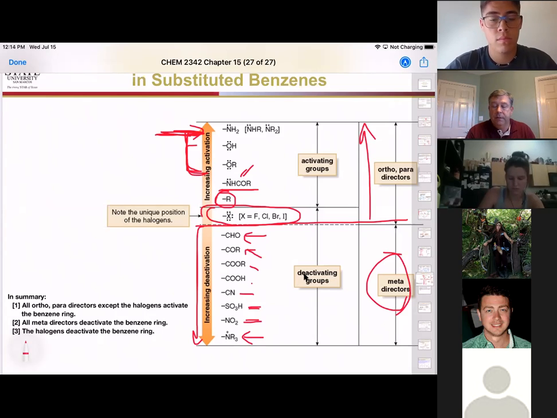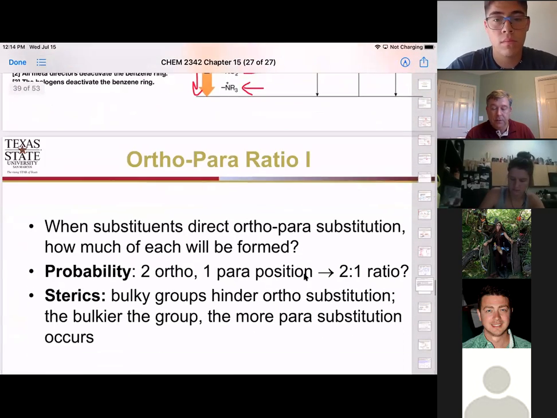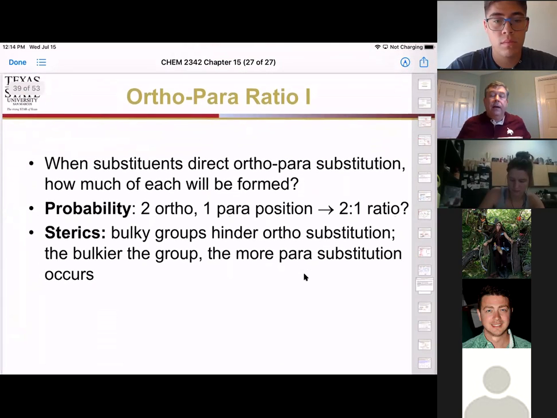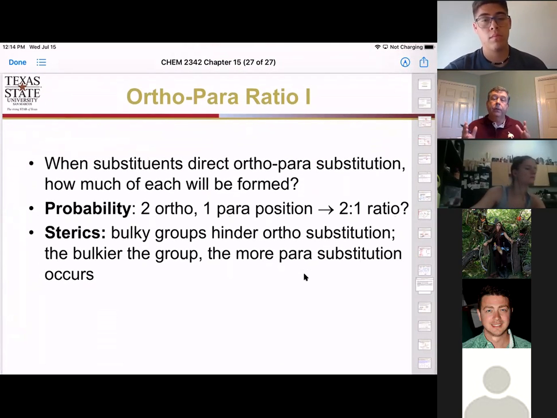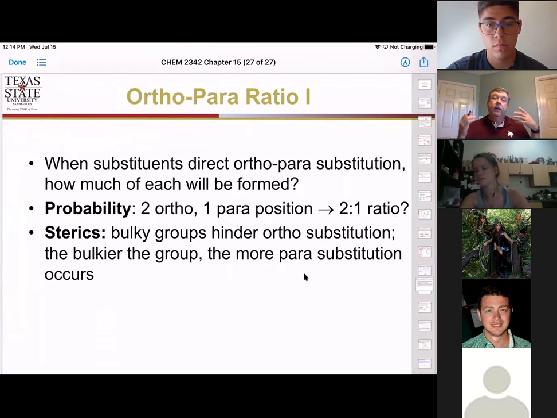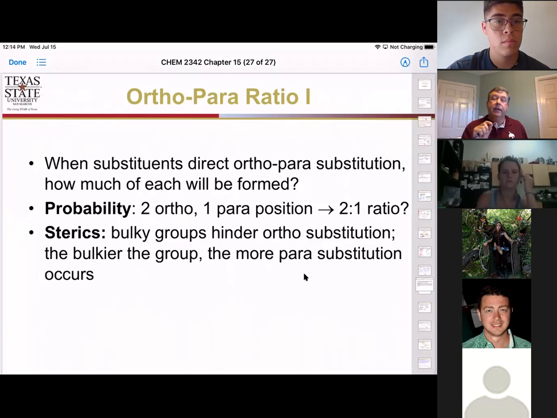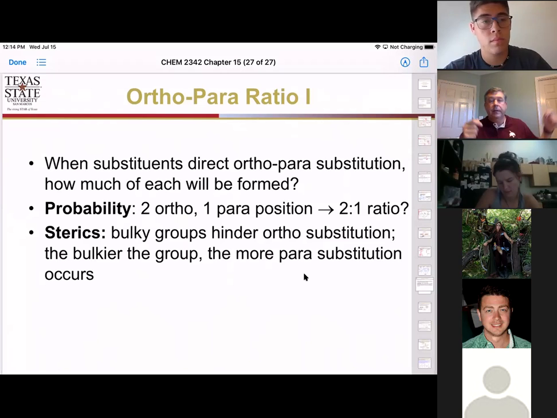Now let's utilize this to our advantage. All right, so when we have an ortho-para director, we have a product ratio possible for us, okay? So statistically, we have 2 ortho positions and 1 para position, right? So statistically, if our group was donating electron density or allowing us to have that 4th resonance-stabilized cation, we should get twice as much ortho substitution as para substitution because you can hit here, here, or here, and that's how they're different.